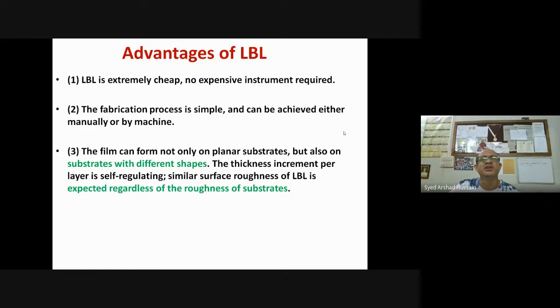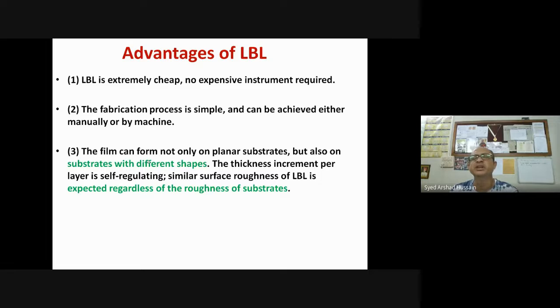The fabrication process is very simple, and it's possible to have multilayer structures either manually or by machines. The film can be formed not only on a planar substrate. In spin coating or LB technique, we normally use a planar substrate, but here you can use bent substrates, of different shapes. Maybe a cup can be coated, or maybe a curved surface. The only thing is, the part you want to coat, you have to dip in the material. This is very interesting. You can coat your material on a substrate having almost any kind of shape. This is very important.